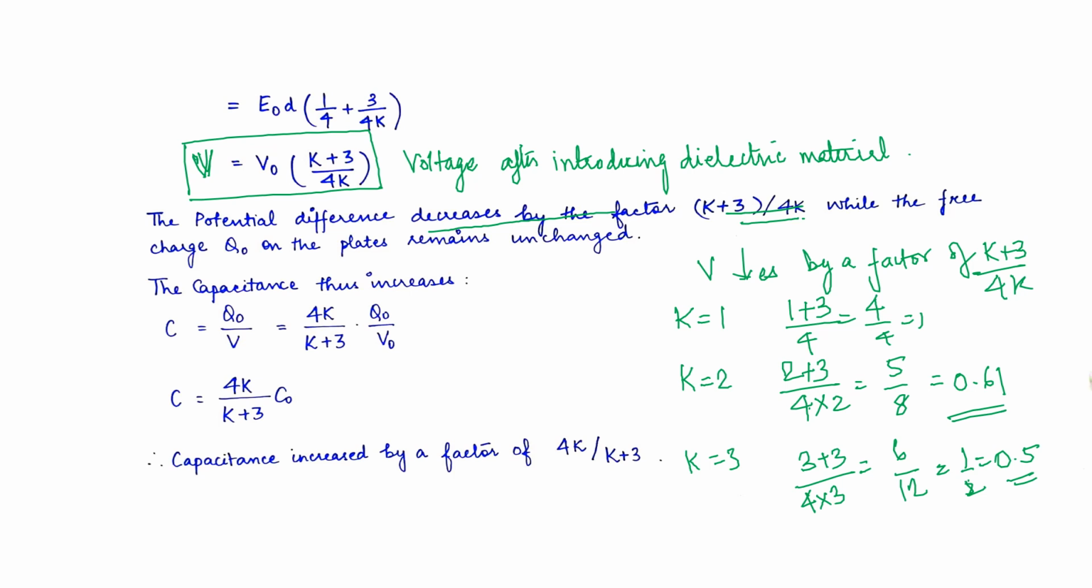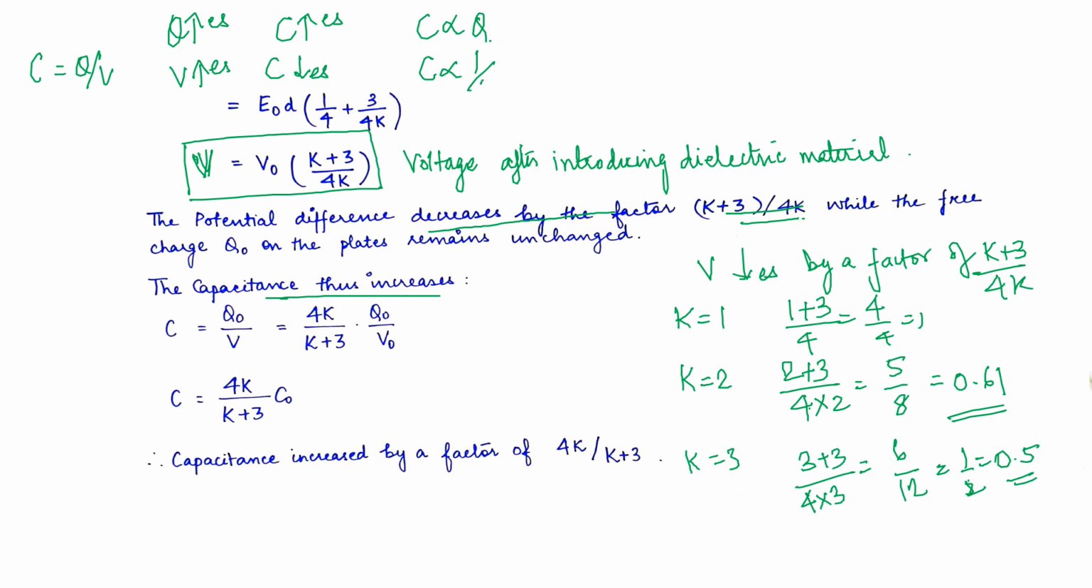Now we will try to find the capacitance. The capacitance thus increases. Why does capacitance increase? We have seen the formula, C equals Q upon V. In case Q increases, C will increase. In case V increases, C will decrease. C is directly proportional to the charge carried by the system, and C is inversely proportional to the voltage across the system.